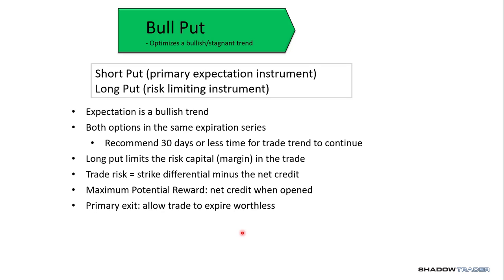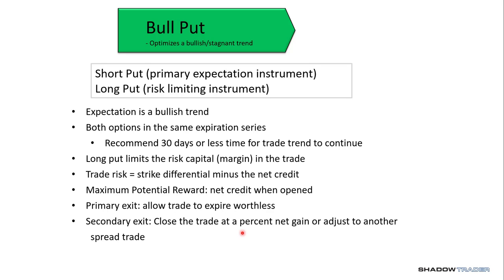The primary exit for this trade is to have it expire worthless and keep all the credit. There are secondary exits that you should plan for. If things do not go in your favor for the trend, i.e., not stagnant, not bullish, a good secondary exit would be to close the trade at a percent of the credit that you have remaining, a net gain, or you can adjust into another type of spread trade. And that all depends on the action of the underlying equity.